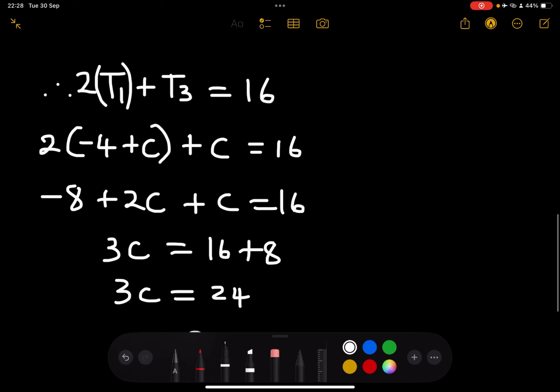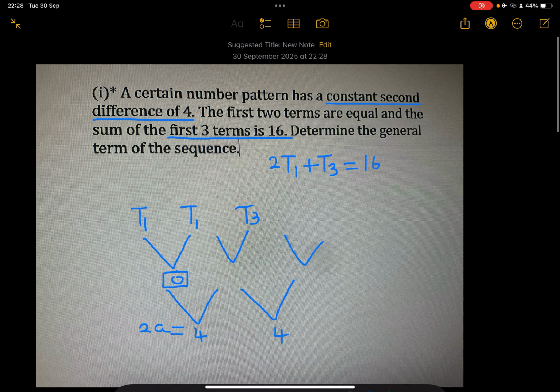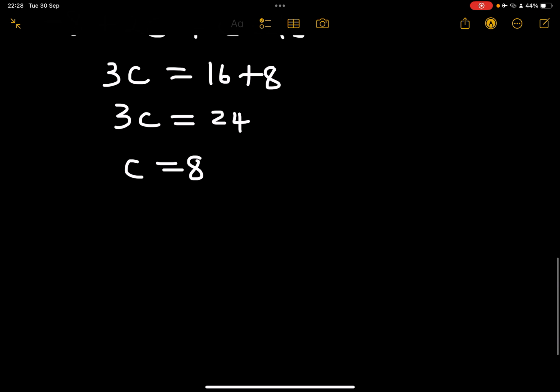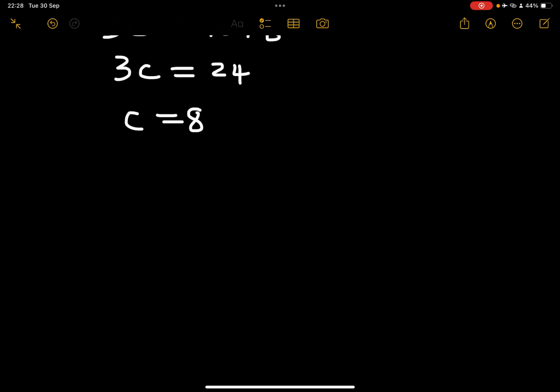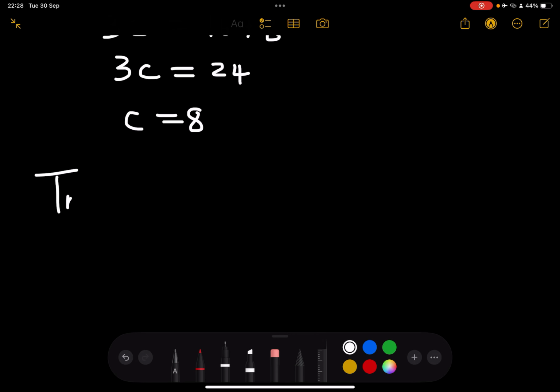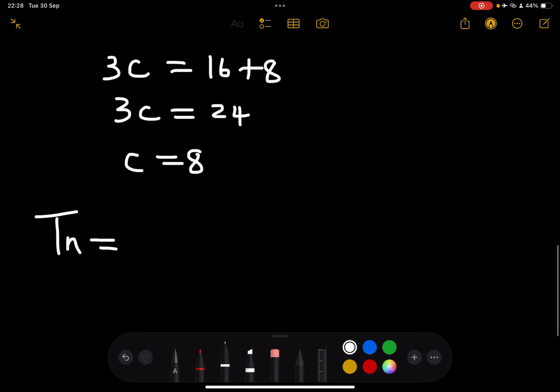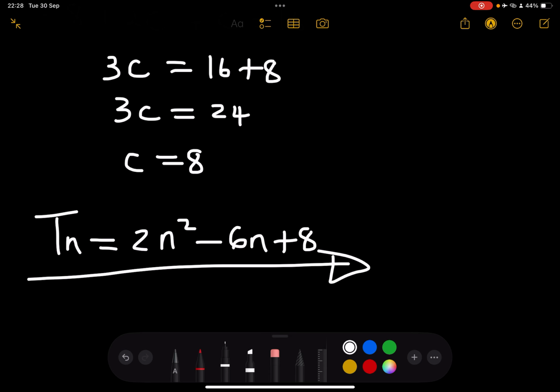Then what was the question asking? Let's go back. Determine the general term of the sequence. Okay, we are sorted. The general term will be Tn equals 2n squared minus 6n plus 8. And that's finito. Thank you.